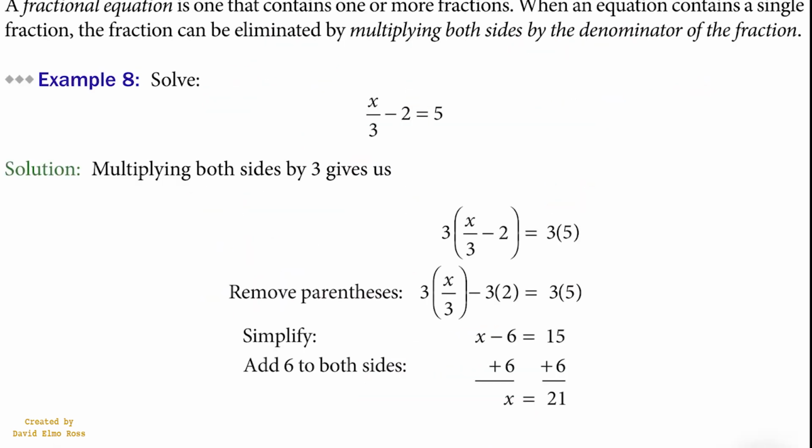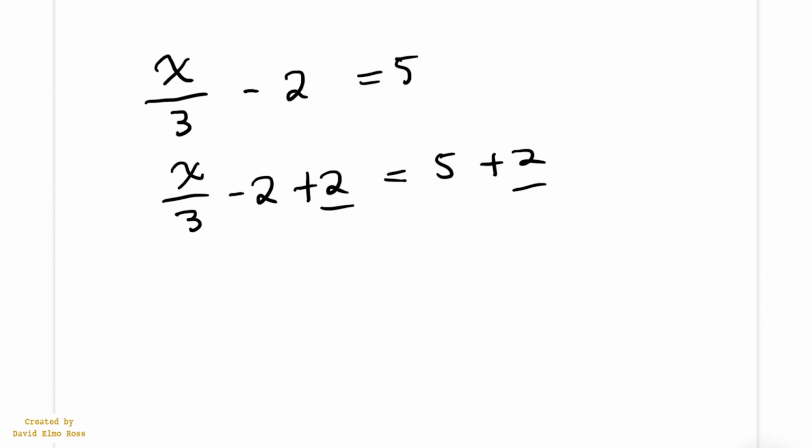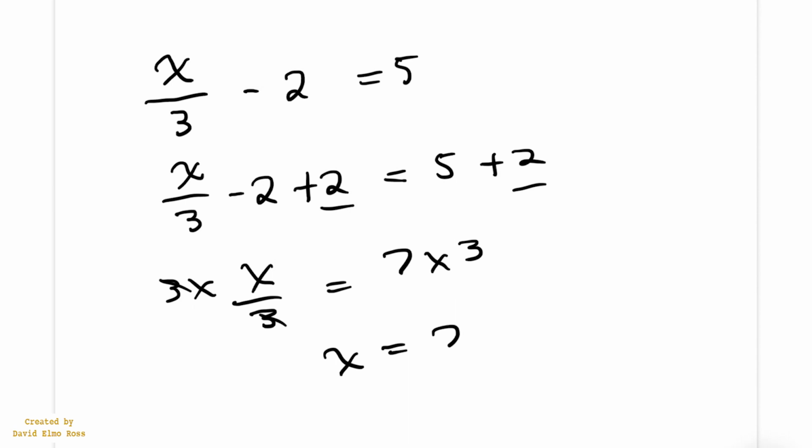Let's take a look at solving fractional equations like example 8, where we have x over 3 minus 2 equals 5. Now given this equation, one of the first things we have to do is move the 2 to the other side. So that's going to give us x over 3 minus 2 plus 2 equals 5 plus 2. This keeps our equivalence. So this means x over 3 is equal to 7. Now to get the x by itself, we're going to have to multiply 3 times this side and 3 times this side. So this is going to cancel out this, and we've got x is equal to 21. So that is our solution.